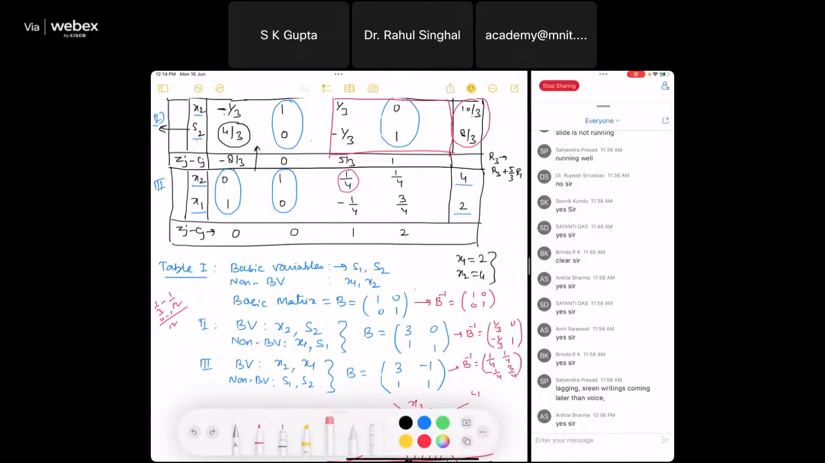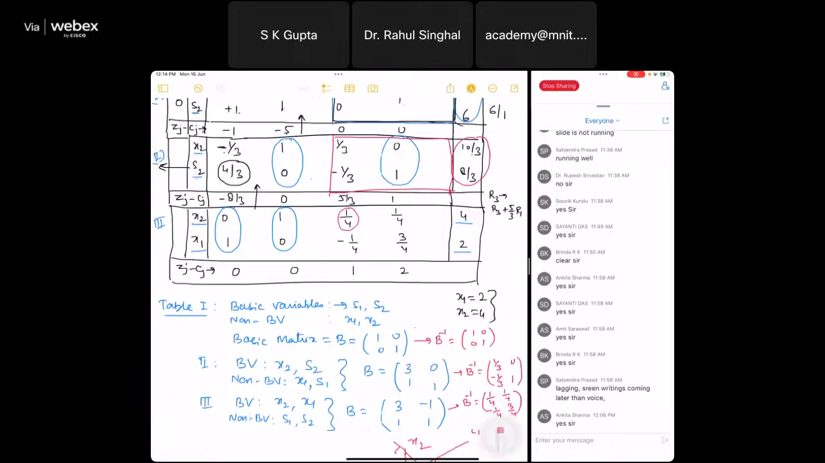Okay, now what I want to say is that you can observe that this B inverse is here. Again, this B inverse is here. Why are we having this B inverse at this position? This is your B, right, which I am getting from the problem itself. But B inverse is here. Why? What is the reason?